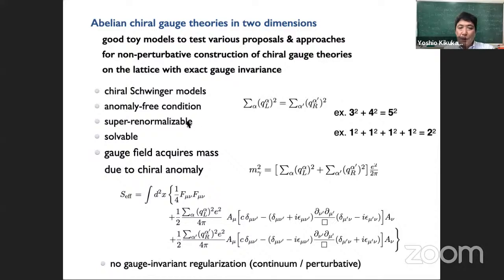This model is super-renormalizable and actually it is solvable, okay? The gauge field acquires mass due to the chiral anomaly. So if we can measure the mass of the gauge bosons, we can measure how many Weyl fermions contribute to the low energy effective theory. In fact, we can derive the effective action for the gauge field after the path integration of the chiral fermions. We can obtain this kind of effective action. Okay.